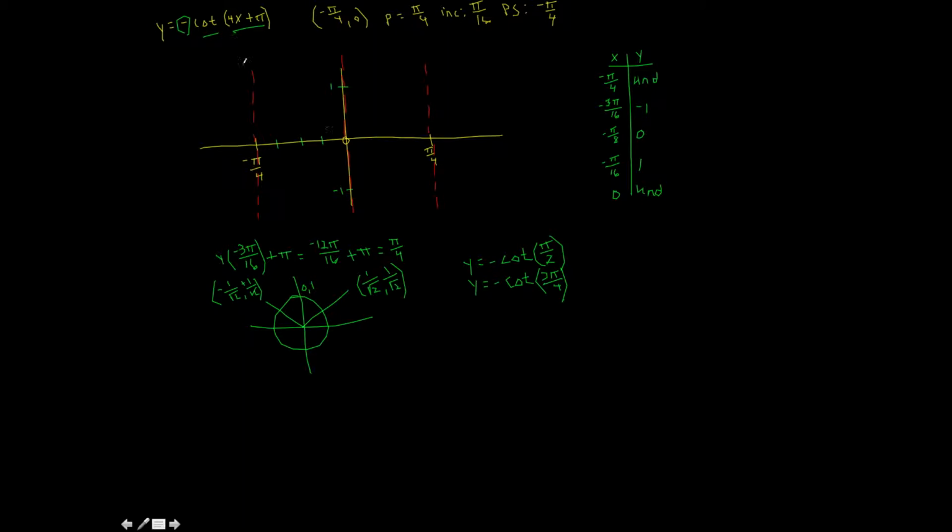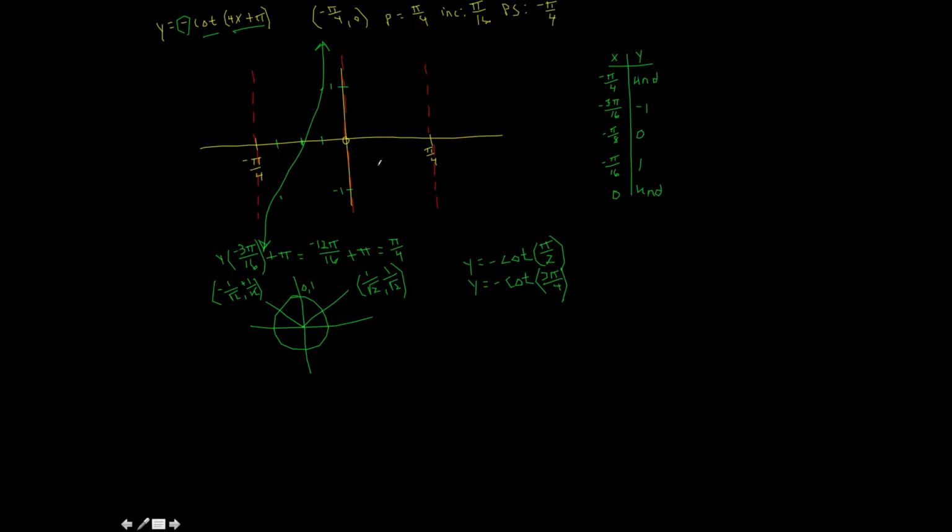So we have negative 3 pi over 16, and we have negative 1. We have negative pi over 8, 0, and we have negative pi over 16, 1. So after you graph it, it's going to look something like this. And there's a good picture of it at the bottom of page 203. It has a better graph than I have.